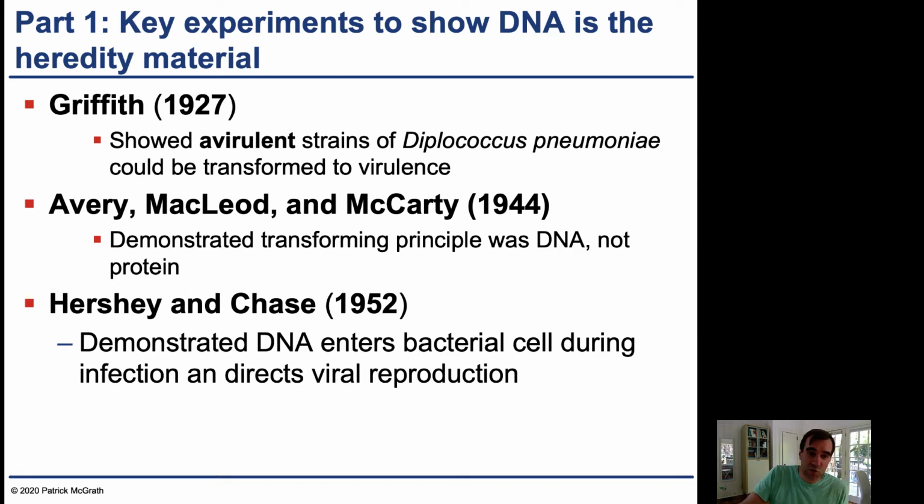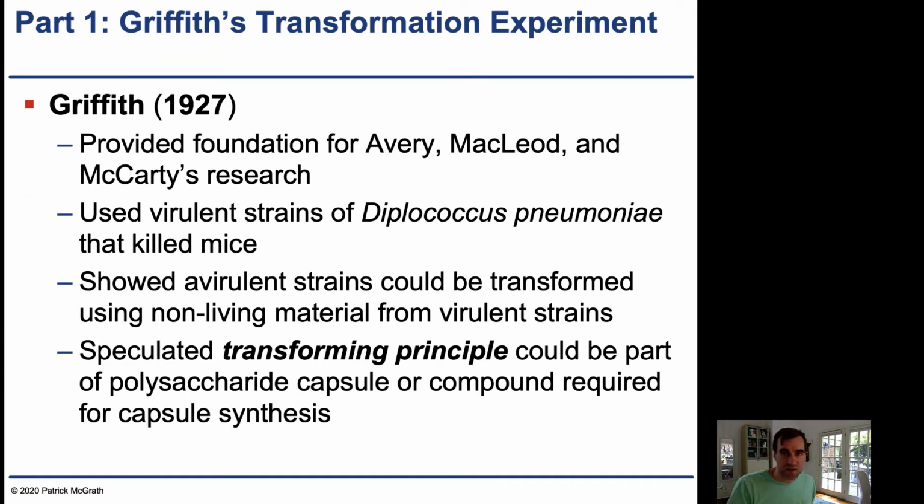So Griffith in 1927 showed that avirulent strains of Diplococcus pneumoniae could be transformed to virulence. And then Avery, McLeod, and McCarty built on those original experiments in 1944 to demonstrate that the transforming principle was DNA. So they identified the molecular nature of that transforming principle. And then finally in 1952, Hershey and Chase, in completely different types of experiments, also showed that DNA was probably the heredity material. So how did these experiments work?